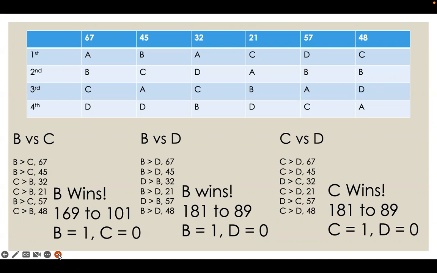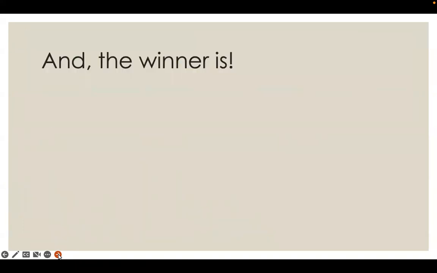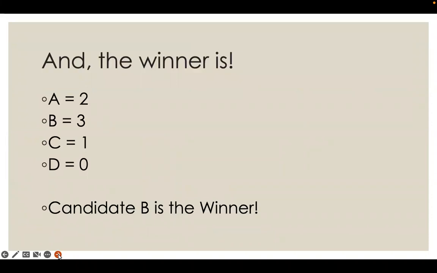So we have our points. Once you have done all 6 head-to-heads, you've awarded the points, 1 point for the head-to-head win, 0 points for the head-to-head loss. We can see that the winner is B. A won 2 head-to-heads. B won 3 head-to-heads. C only won 1. And D never won a head-to-head vote. Sorry, candidate D, you are the biggest loser. But the big thing is who won the most, and that is candidate B.